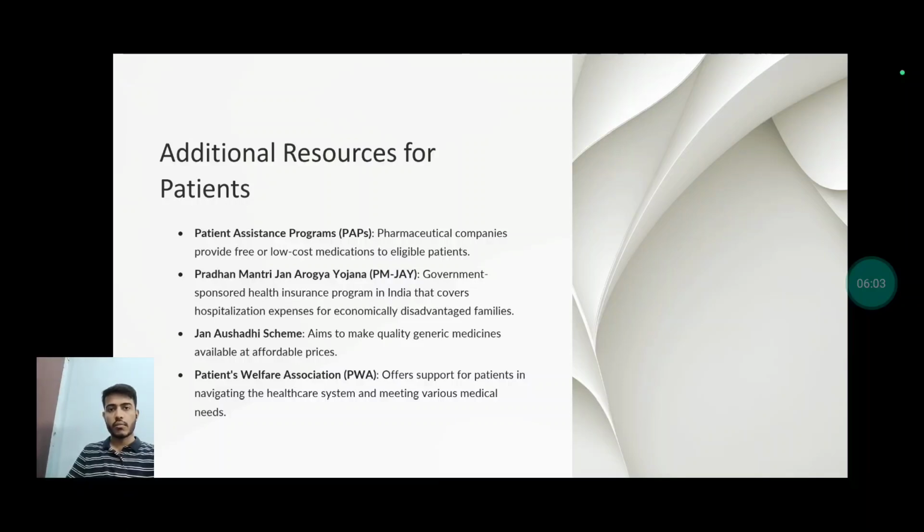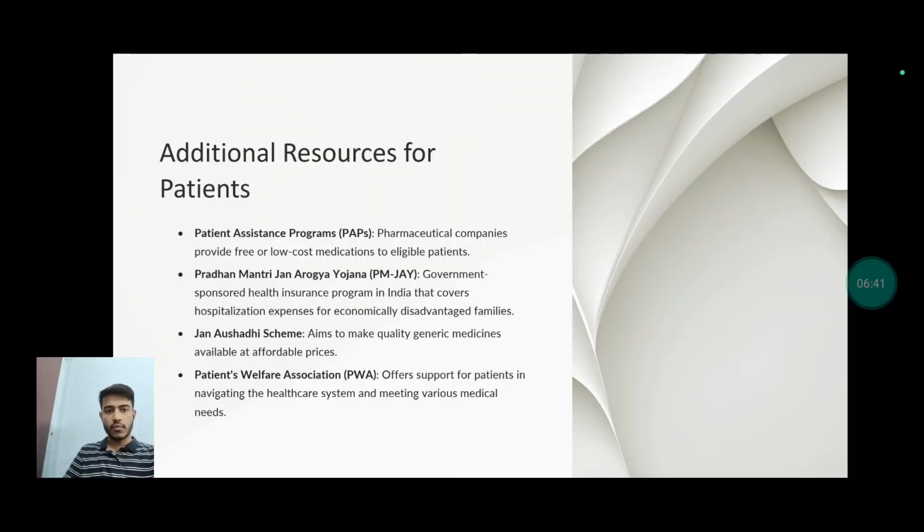Now, there are some resources for patients who cannot afford to adhere to their treatment, which can ultimately affect patient compliance. These are given below. First of all, patient assistance programs. There are many pharmaceutical companies which provide free or low cost medication to eligible patients, whoever finds it necessary. Secondly, Pradhan Mantri Jan Arogya Yojana (PMJAY). This Yojana is a government sponsored health insurance program in India that covers hospitalization expenses for economically disadvantaged families.